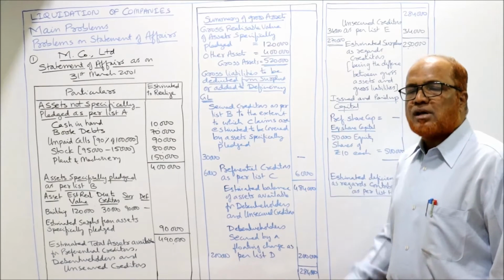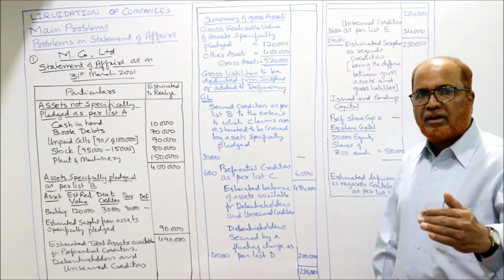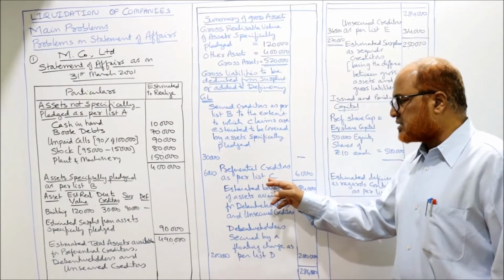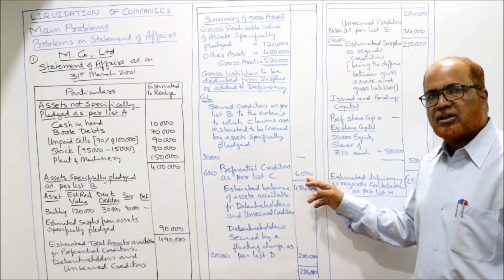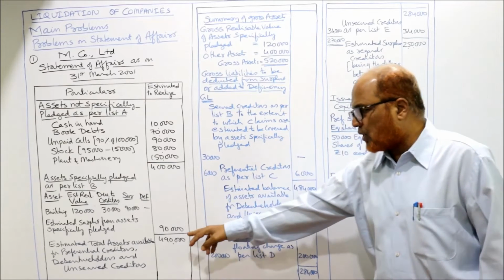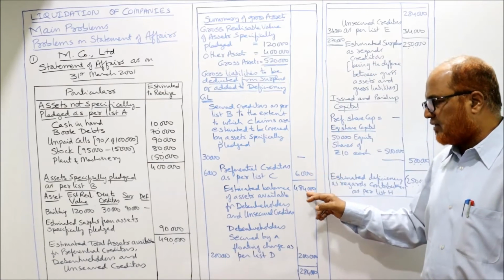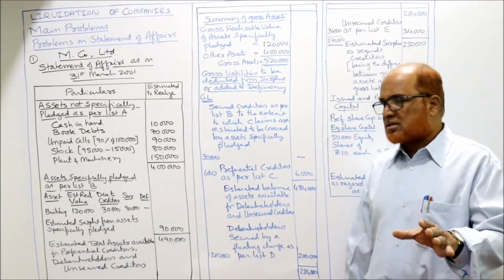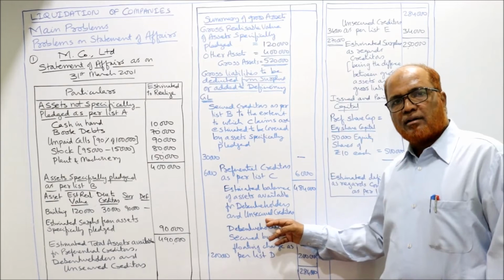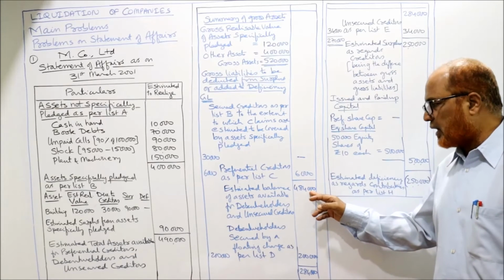Now 6,000 rupees are preferential creditors. One by one we have to take. Preferential creditors 6,000, both the columns. Left hand side gross liability, right hand side estimated to rank. Minus, from 4,90,000 subtract 6,000, it becomes 4,84,000. This is the estimated balance available for debenture holders and unsecured creditors. To pay these two, 4,84,000.